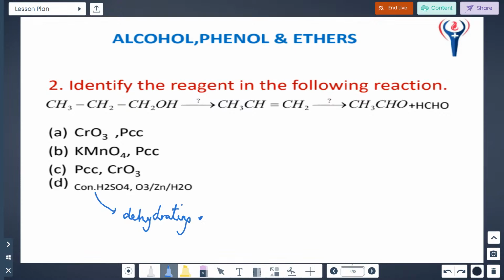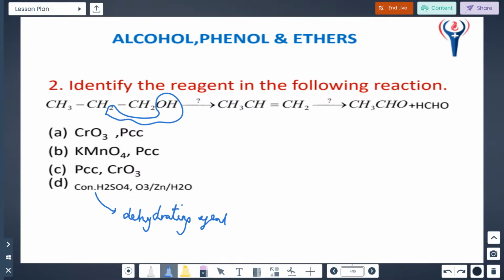See here how the water molecule is removed. OH from this alpha carbon, H from beta carbon. So H2O is removed. If we remove H2O, then only we get this product. So in this place, only the concentrated sulfuric acid will come. So option D is the answer. Here if we put concentrated sulfuric acid, we get this compound. Okay. Now come to the next one.